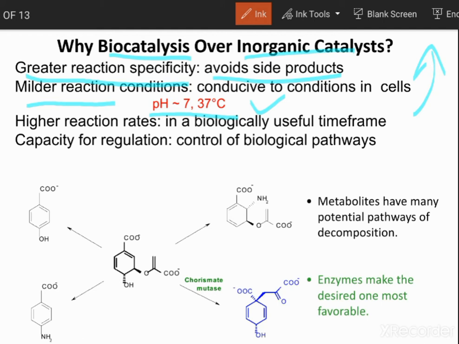Higher reaction rates in a biologically useful time frame, and capacity for regulation, they control a number of biological pathways.